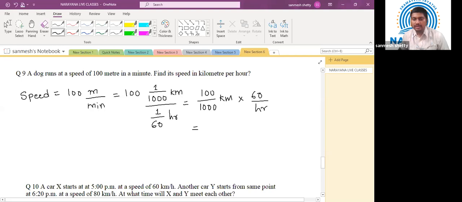So let us solve it. Let us cancel out some zeros. This we can cancel. This also we can cancel. The final product that is left is 6, and this is kilometer per hour. So 100 meter per minute is equal to 6 kilometer per hour.